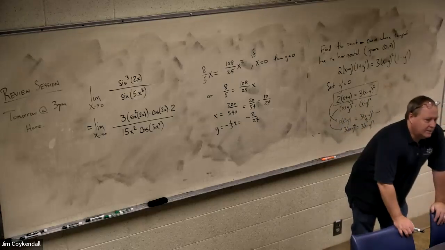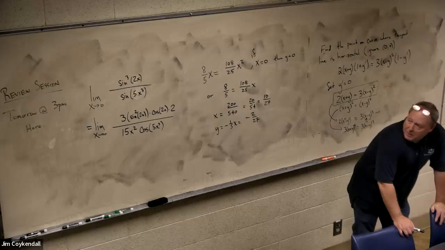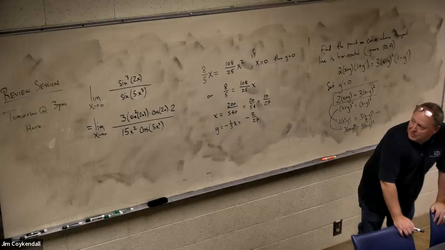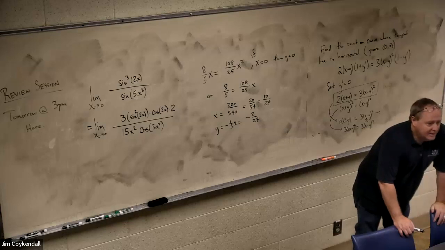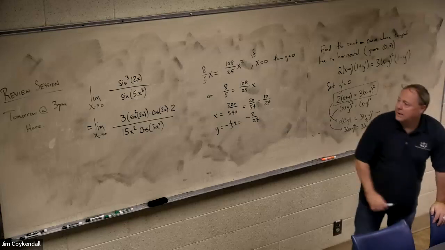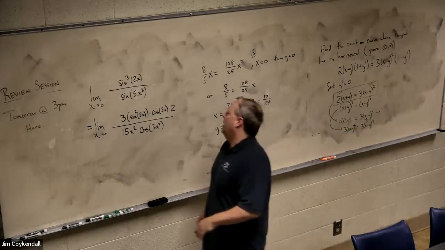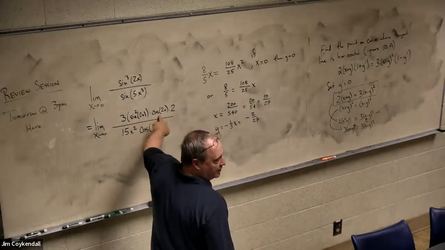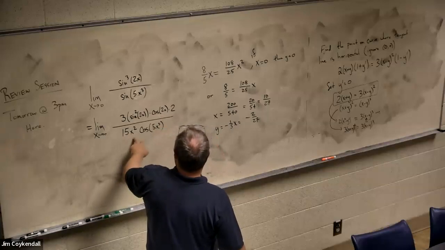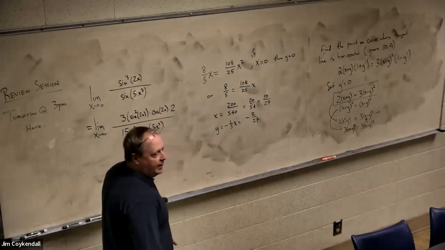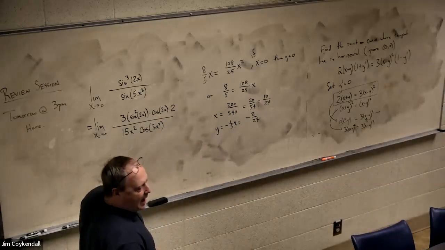Now tell me why you don't want to do L'Hopital's rule again at this point. What do you all have to do? A lot, right? Everybody agree with that? This is a product rule with chain rules. This is a product rule with chain rules. Nobody wants to be doing that. How can I make it easy?